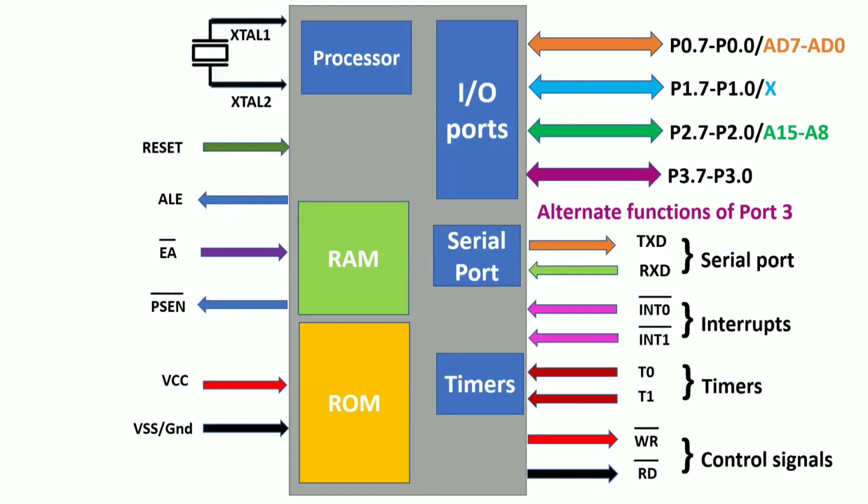Why are we using the multiplex concept here? That means the port can work as a multiplexed address bus and data bus as well as a normal IO port. If you take port 0, you tell me the answer: are we connecting external memory every time? Always no. Internal memory is sufficient. If you are not able to store more data or more programs in your internal memory, then you can use the external memory. During that time you can use the external data bus and external address bus. Every time we are not using the external memory, right?